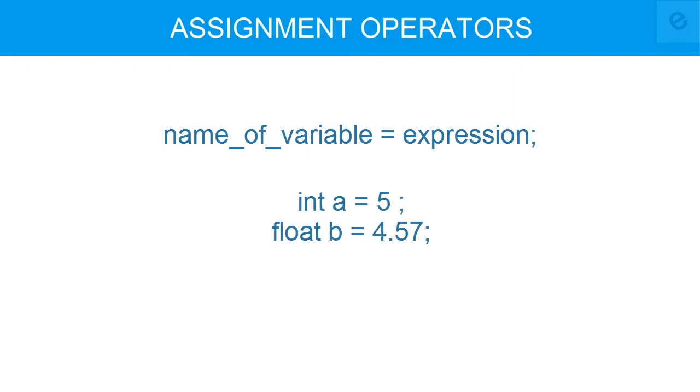Let us consider another example in which float b is equal to some value. We can see that the value is on the right side while the variable is on the left side. If we write 5 equals int a, then this is a complete mistake and a complete blunder. We cannot write the expression on the left side. So this one is wrong and our first assumption is right.